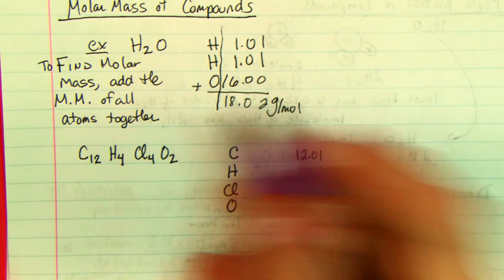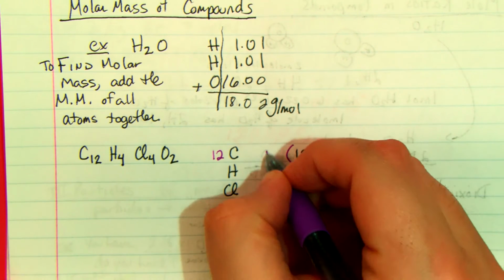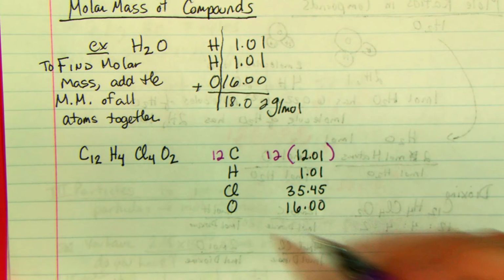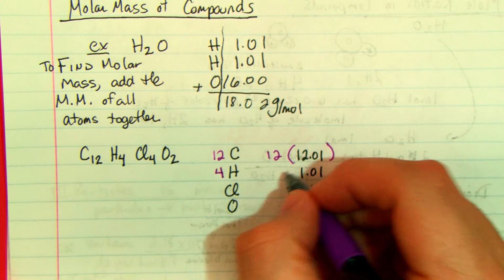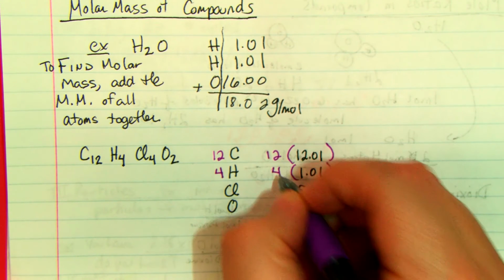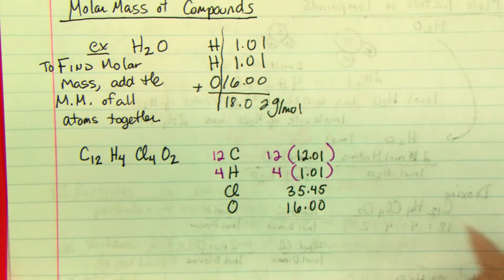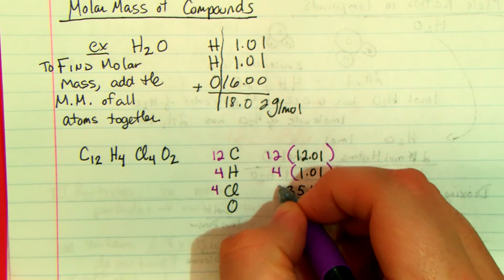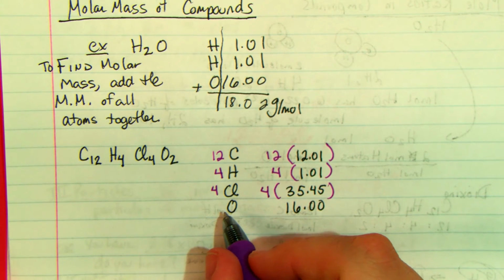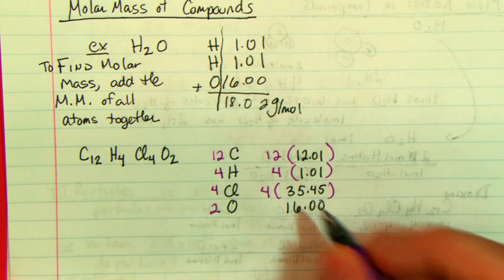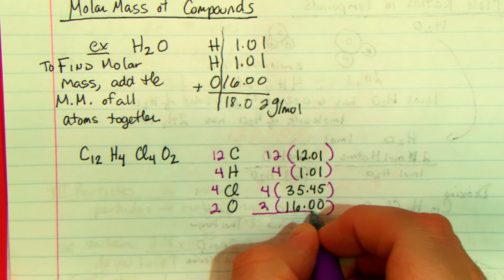How many carbons actually are there? 12. So I could take this number, multiply it by 12. How many hydrogens are there? 4. So I can take this number, multiply it by 4. How many chlorines are there? 4, so I could take this number, multiply it by 4. Then oxygen, how many of those? 2. So I could take this number, multiply it by 2, and then add them all up.